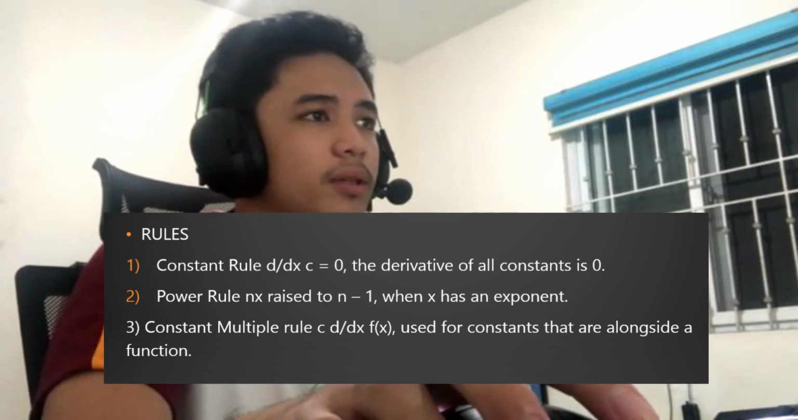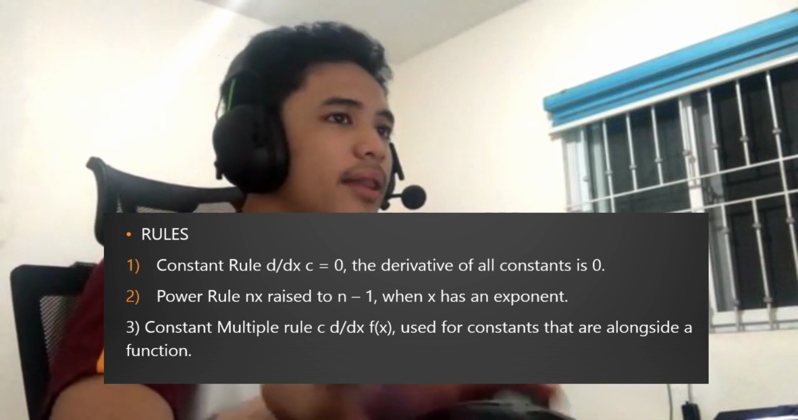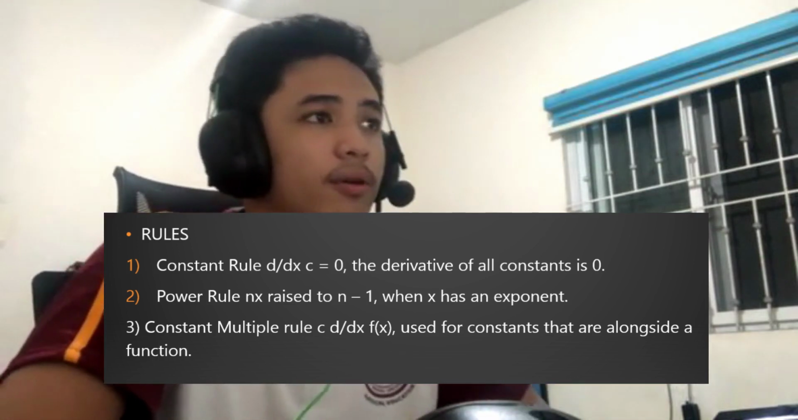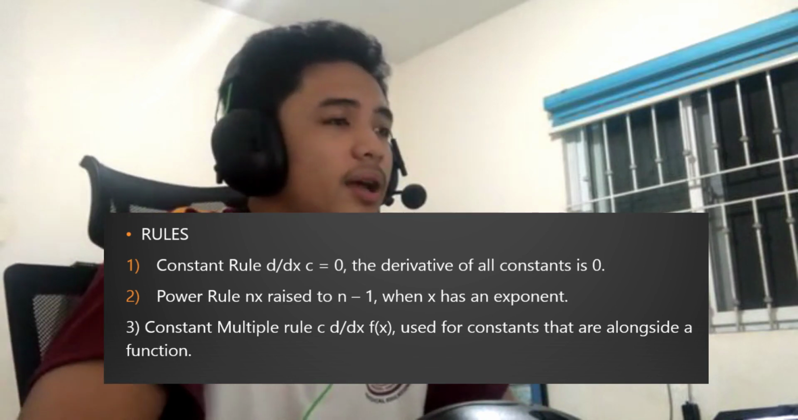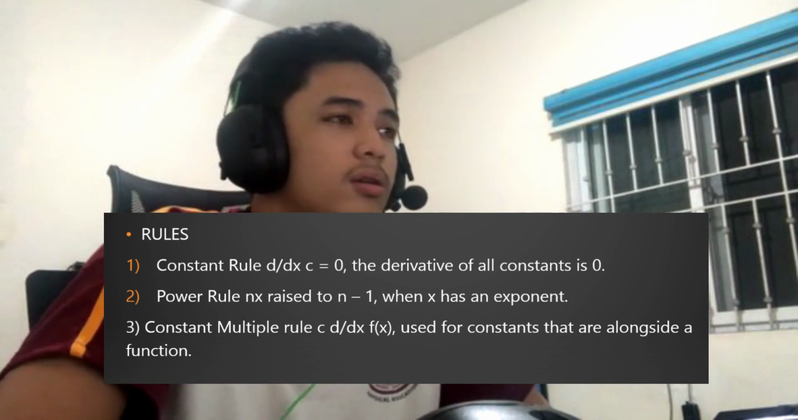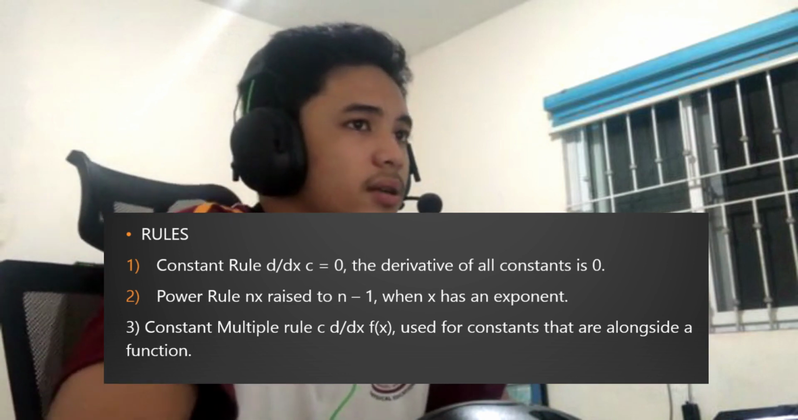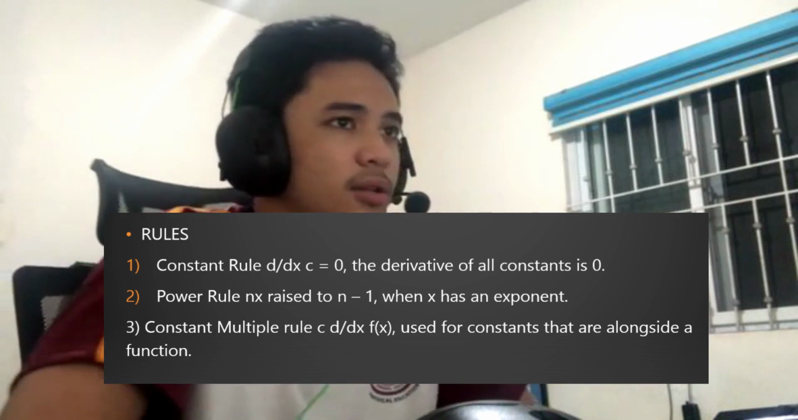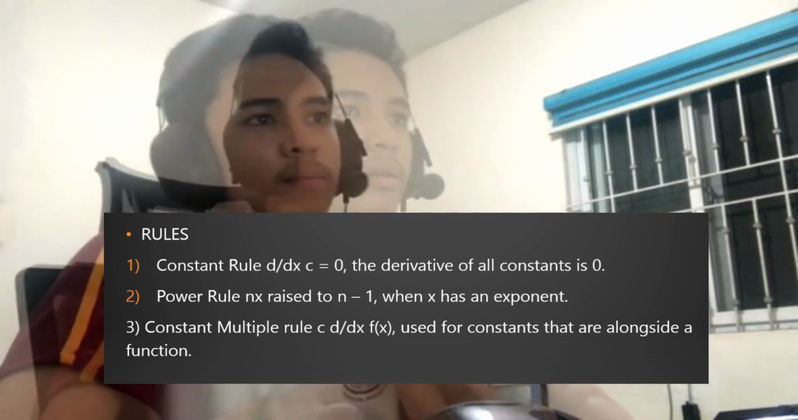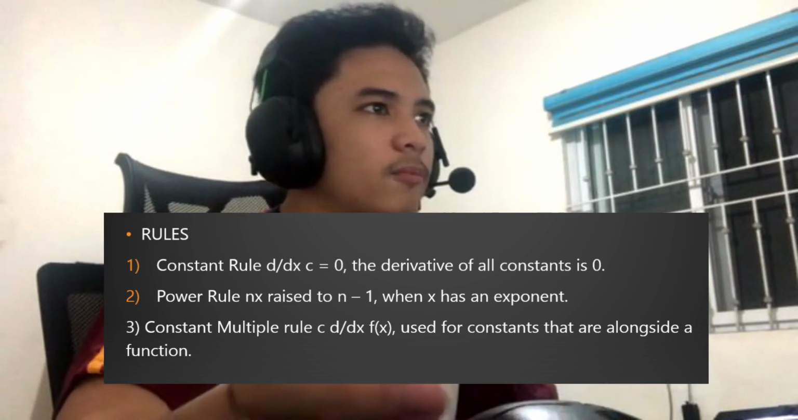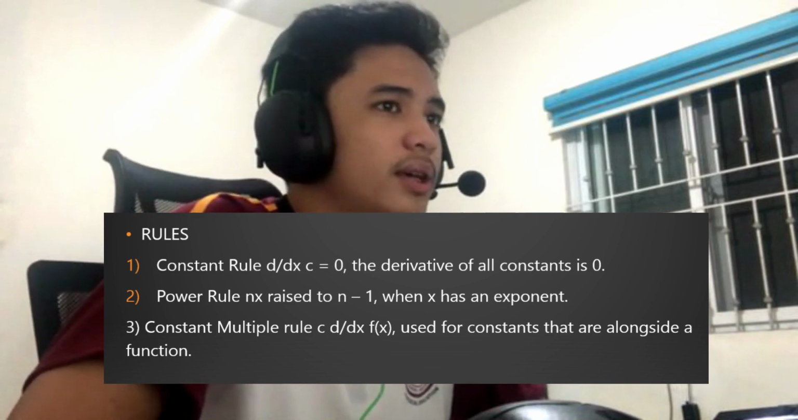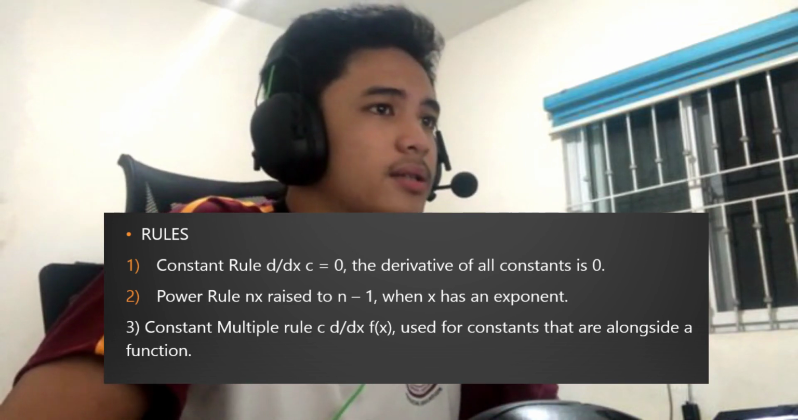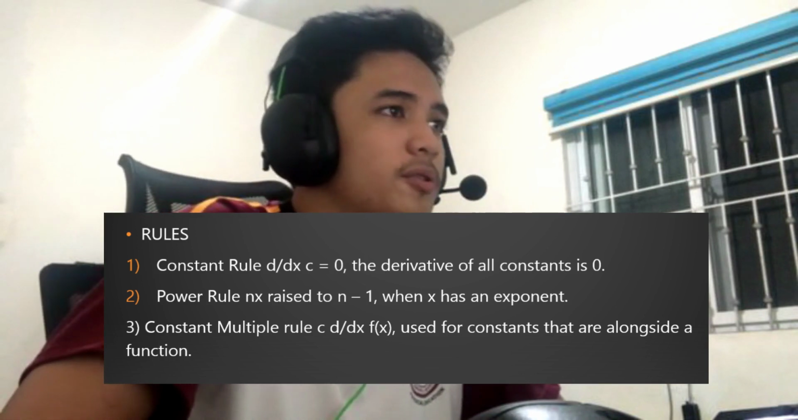The second rule will be the power rule. d over dx of x to the n is n x raised to n minus 1, where n is a number. So this is basically used when x has an exponent. For the third rule, the constant multiple rule, it is c times d over dx of f of x. It is used for constants that are alongside the function.